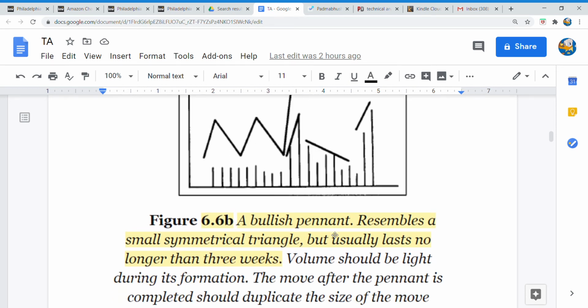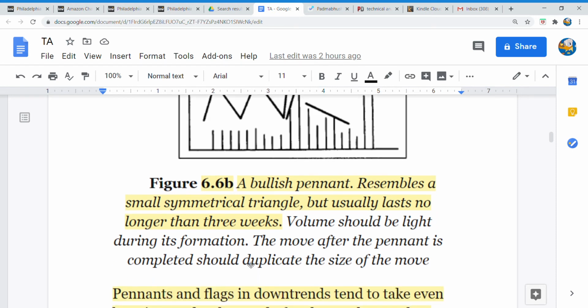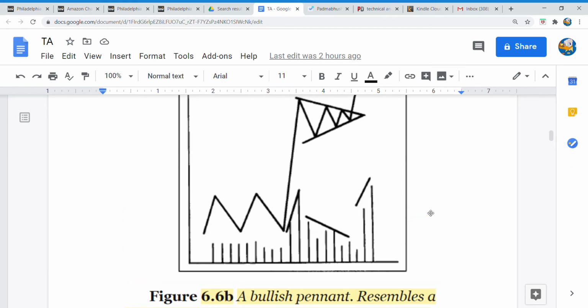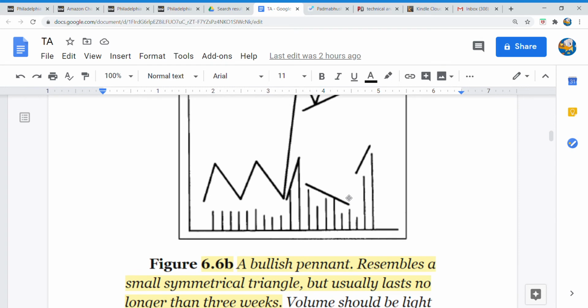A bullish pennant resembles a small symmetrical triangle but usually lasts no longer than 3 weeks. Volume should be light during its formation. The move after the pennant is completed should duplicate the size of the prior move. So this is a pennant, a bullish pennant.